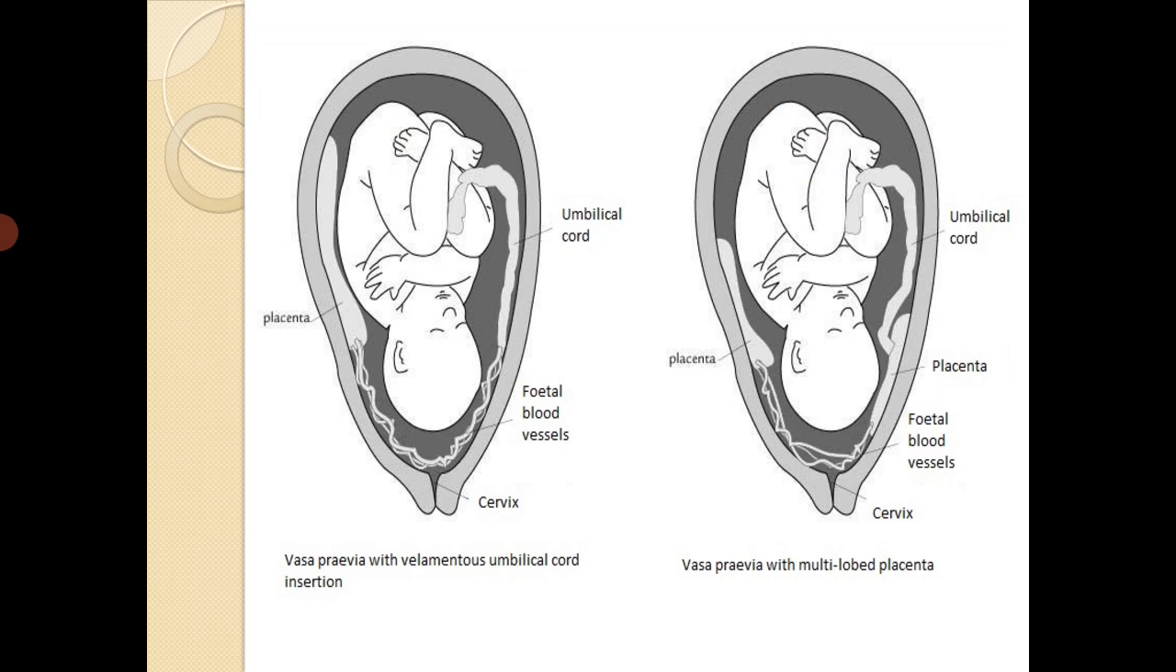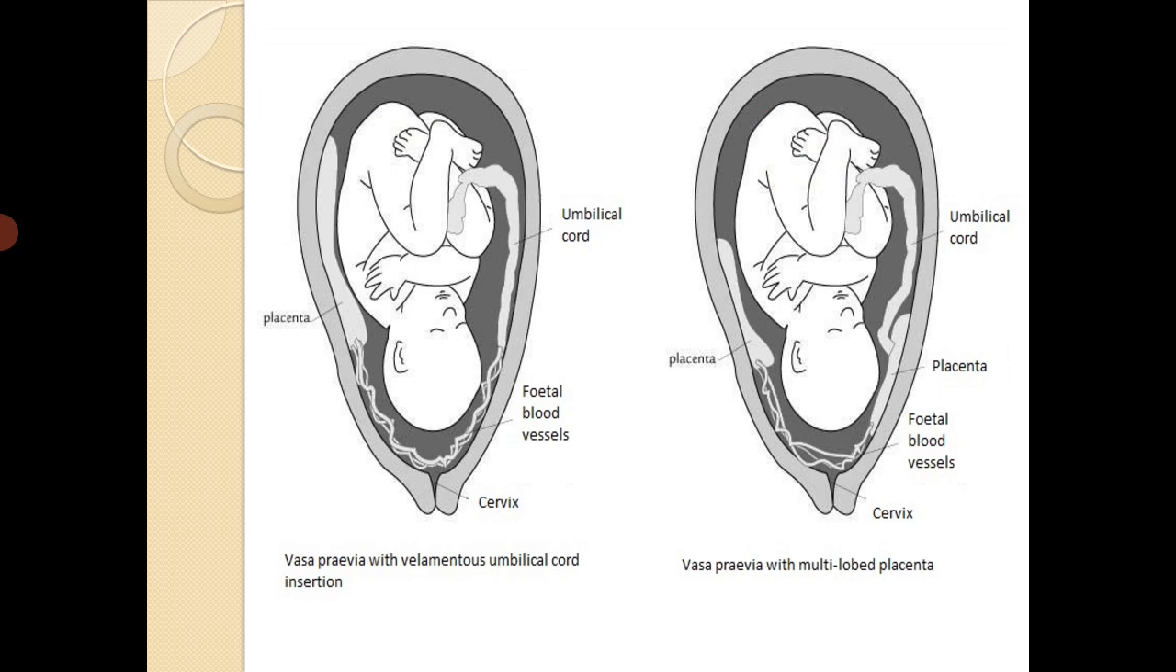In the first image the placenta is single, but the membranes are stretched in which the blood vessels are exposed. In the second image the placenta is divided into two, where some of the middle blood vessels come in front of the presenting part. It is a dangerous anomaly with a high perinatal mortality if rupture occurs.